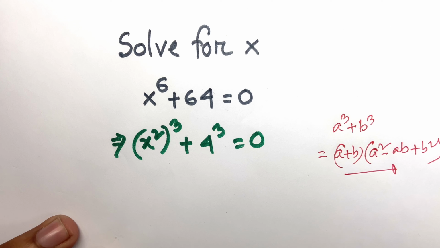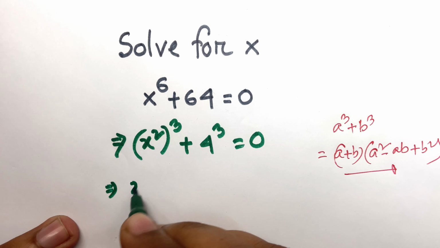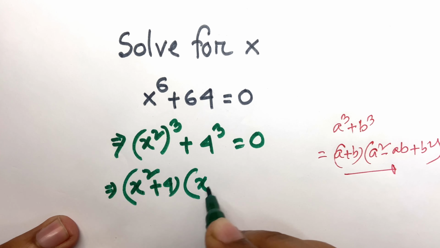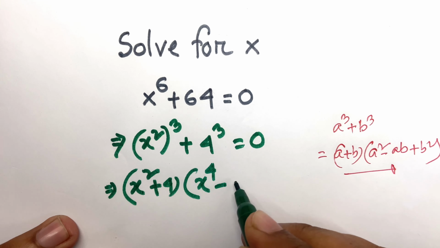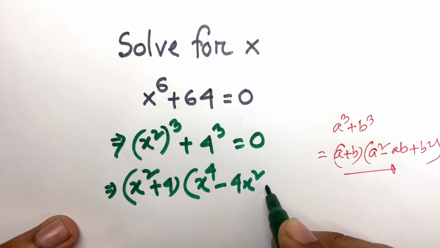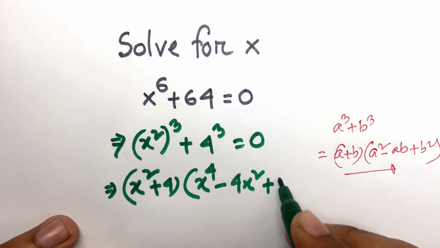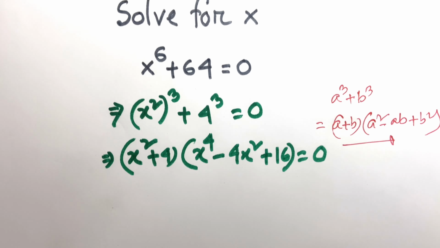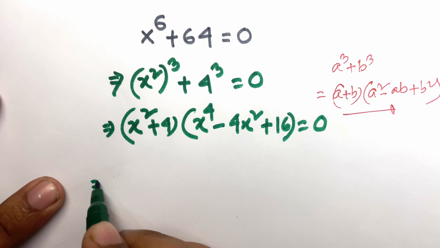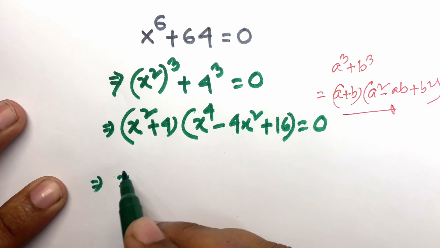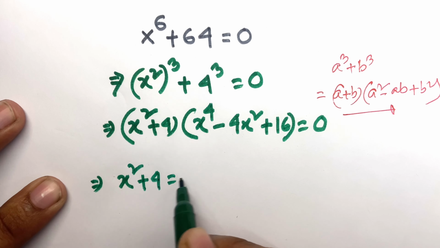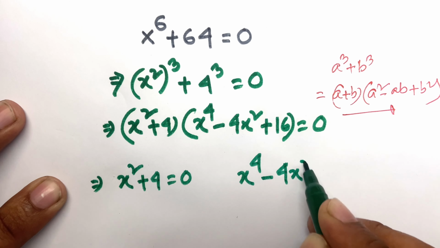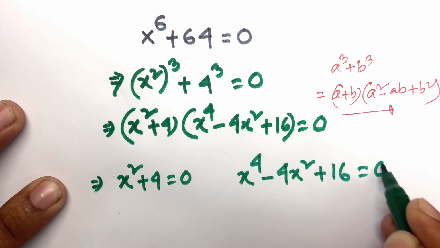Now I can say (x square plus 4) times (x to the power 4 minus 4x square plus 4 square, which is 16) equal to 0. Now I can say x square plus 4 equal to 0, or x to the power 4 minus 4x square plus 16 equal to 0.